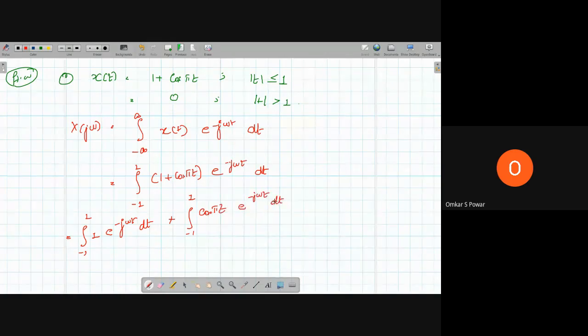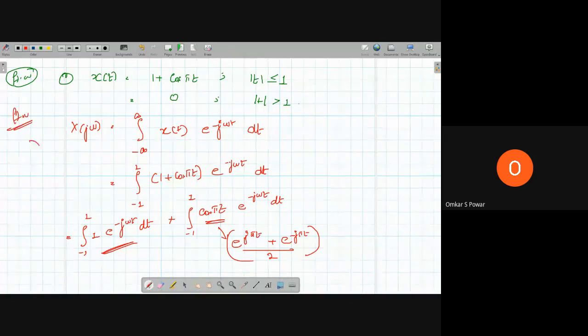So now you can take the integral of this one. For this cos pi t, what you have to do is express in terms of e power j pi t plus e power minus j pi t by 2, and you can solve this problem easily. So this is a homework problem for you. I have given the clue and you can solve this easily.